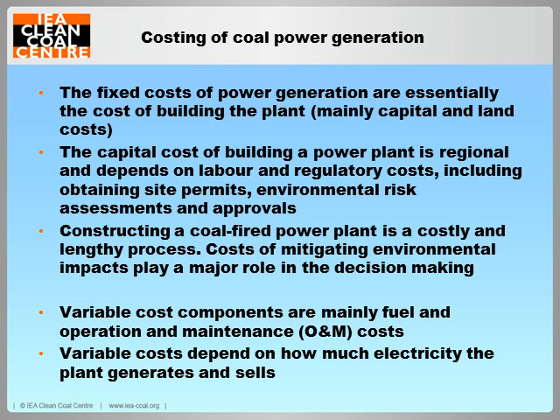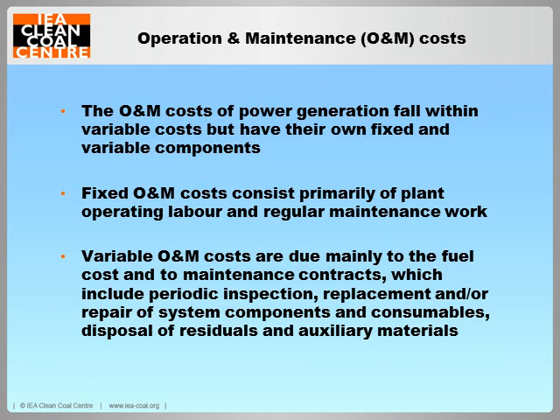In fact, in a power station, about 50 to 60% of the total operating costs can consist of coal purchasing and handling. Basically, the fuel, labor, and maintenance costs dominate the total operating costs. In general, power generating facilities face a trade-off between capital and operating costs. Plants that have higher capital costs tend to have lower operating costs. The operation and maintenance costs of power generation fall within variable costs, but have their own fixed and variable components.